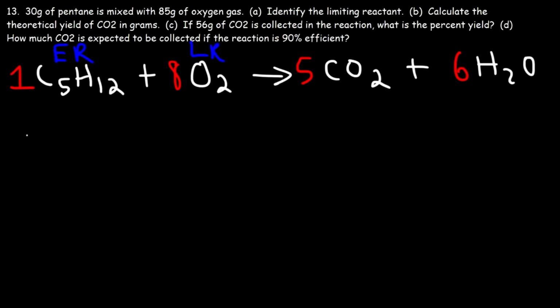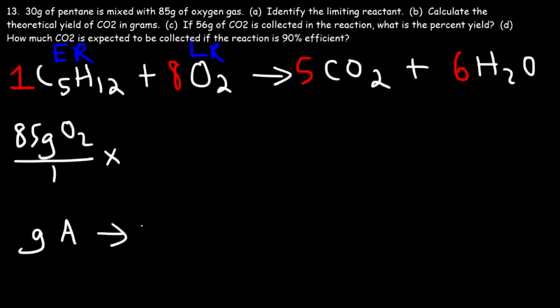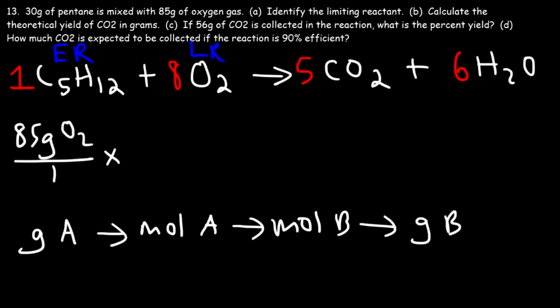So let's start with the 85 grams of O2. Now, we need to do a gram to gram conversion. So we're going to start with the grams of substance A, convert it to the moles of substance A using the molar mass, and then using the molar ratio, we're going to change from substance A to B, and then we're going to use the molar mass of substance B to convert it to the grams of B. So B is CO2, A is O2 in this example.